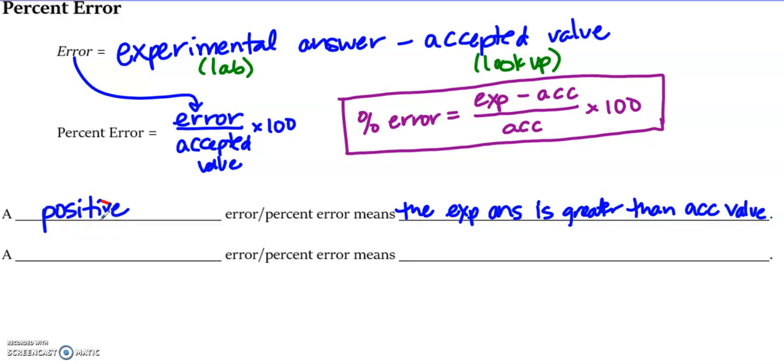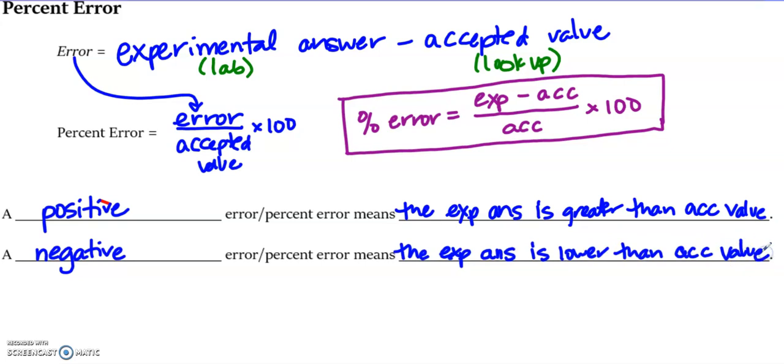So if your answer being greater or higher gives you a positive, a negative percent error means that the experimental answer is lower than the accepted value. So it just means you are below that. It's not worse, it's not bad, it's just telling us how far off we were in which direction. So let's do an example.